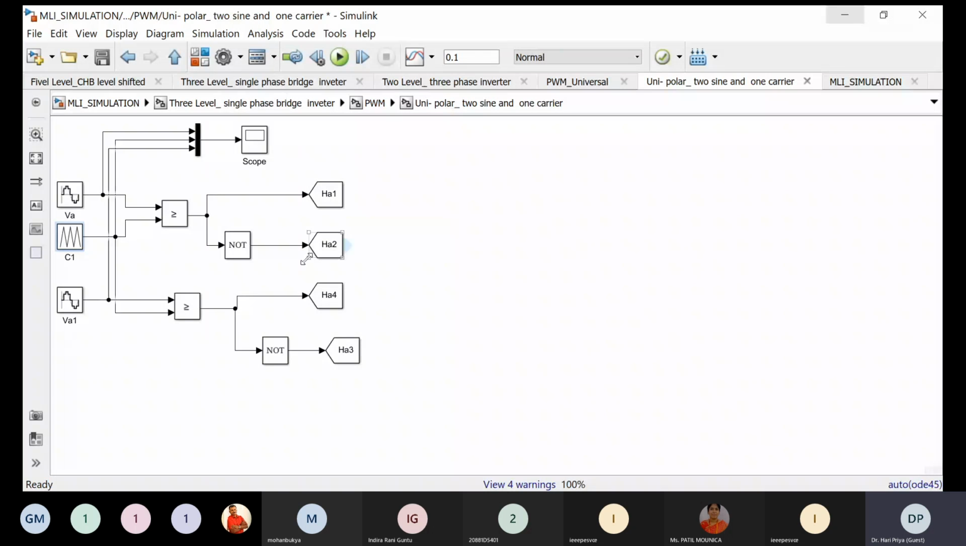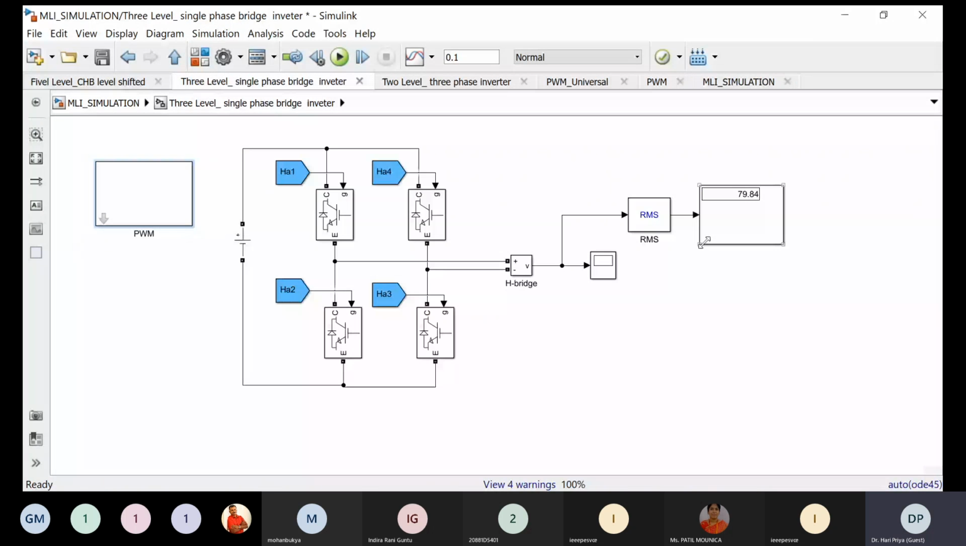You have taken the second sine wave, which is giving a 180 degrees phase shift. You can see it is pi shifted, and you are getting two more pulses. Again, they are given to the switches. That's how it is operated.